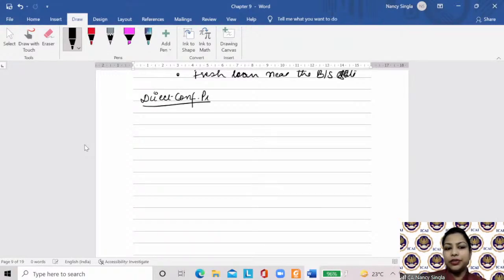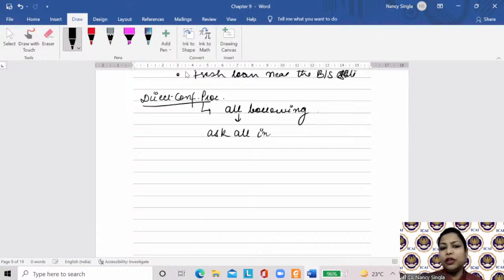Direct confirmation procedures with respect to loans. See, it is very simple. You are asking the banks or the financial institution that please tell us what all borrowings are there. So first of all, obtain a balance confirmation with respect to all the borrowings that are appearing in the balance sheet, and ask all information. What all will be included in all information? That what is the interest rate? Is any security being given? What is the repayment terms? All these things can be asked in the confirmation letter.